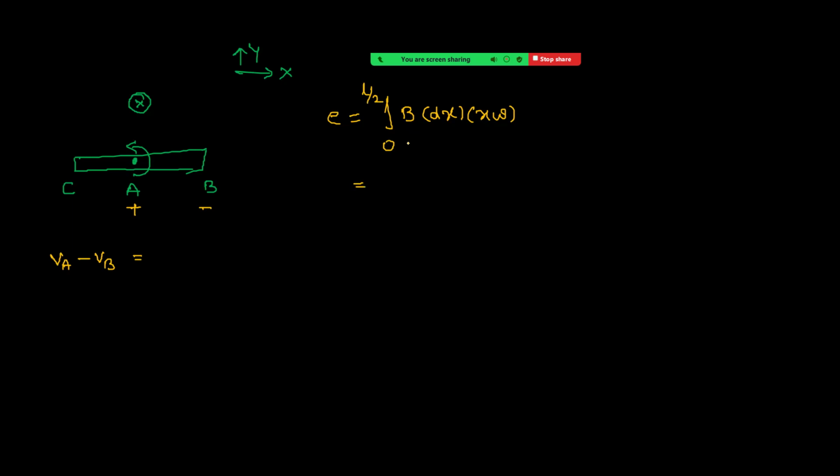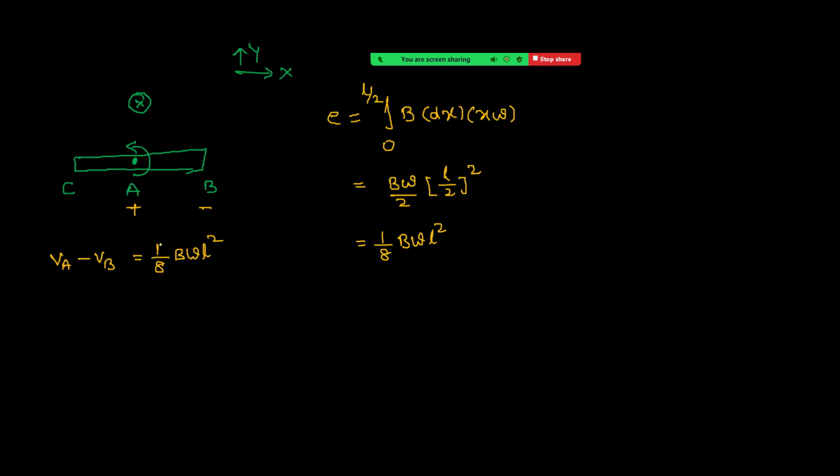That means see where the change comes. I am taking B outside, omega outside, x dx gives x square by 2. I am taking 2 outside, remaining is x square. So take limits, it is L by 2 whole square, so this is L square by 4, 4 into 2 is 8. It is 1 by 8 B omega L square. So VA minus VB is 1 by 8 B omega L square, same as the previous problem. Only the limits change: 0 to L by 2, and in the last question I had taken 0 to L.